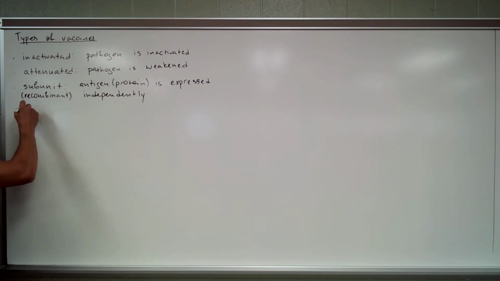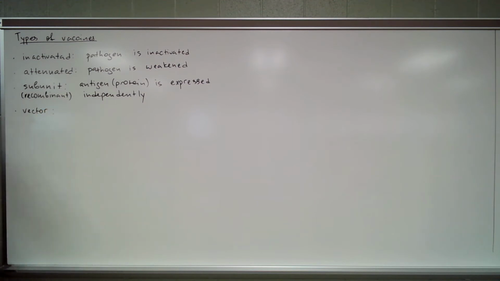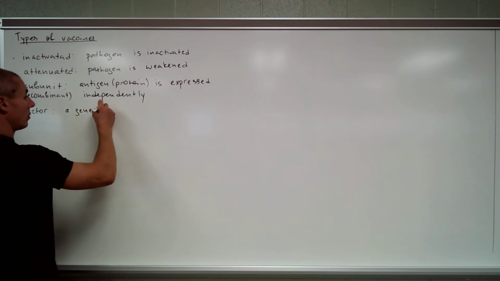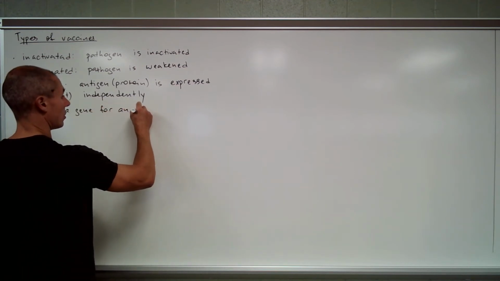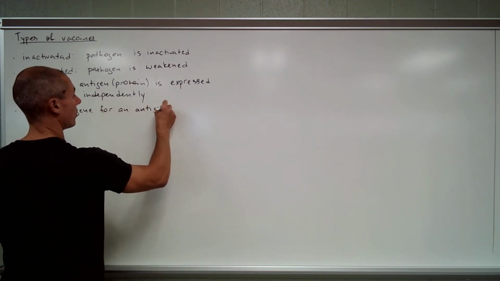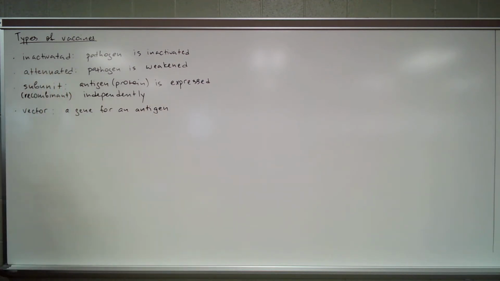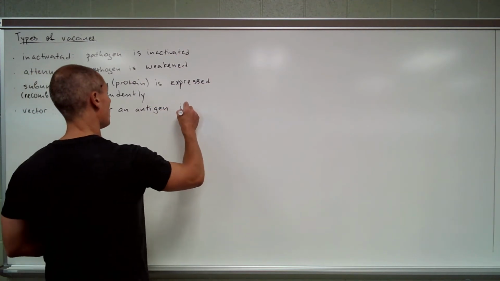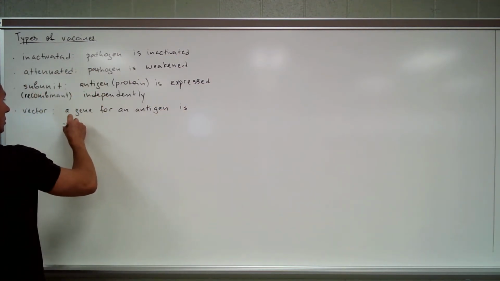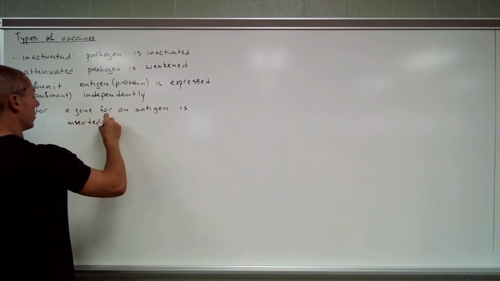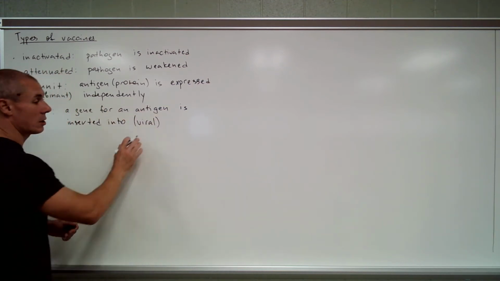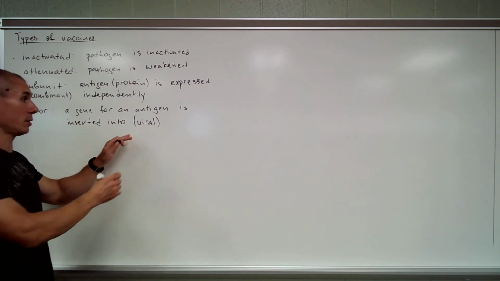Then we have vector vaccines. So in this case, a gene for an antigen, and when I say antigen, we're talking about a target antigen, the one that we want the immune system to respond to, this gene is inserted into, I put it in the brackets, usually a viral vector, okay?